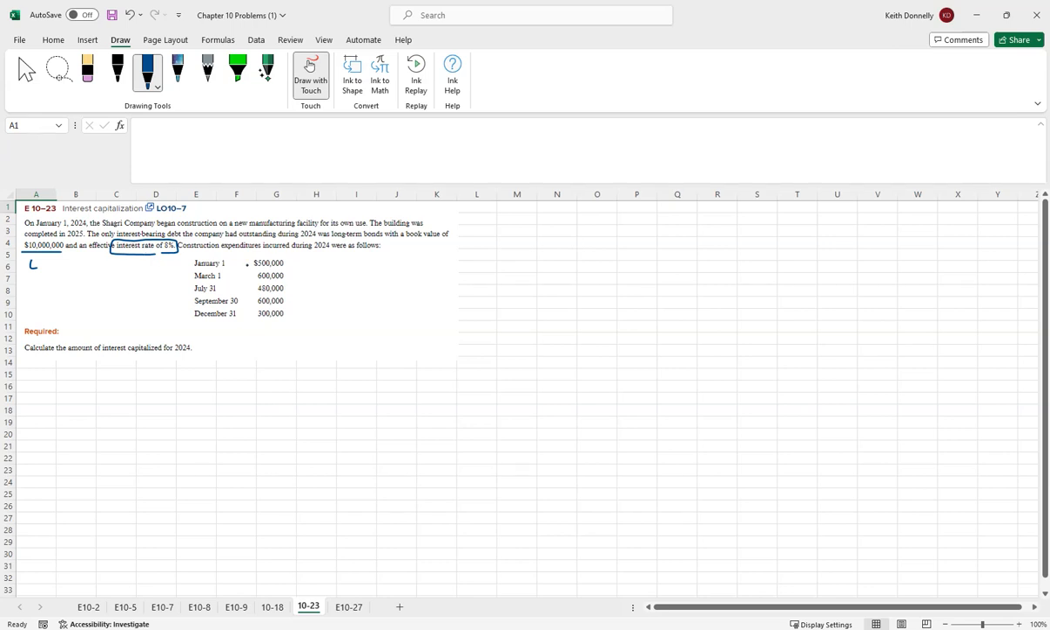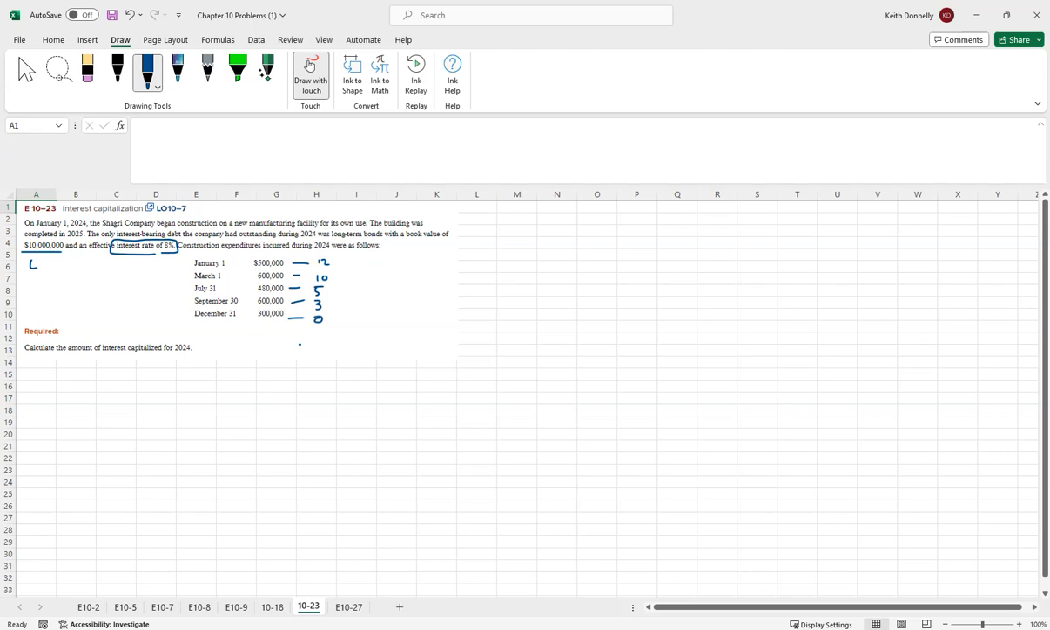It looks like we have some construction expenses here that happened throughout the year. They did not happen evenly, so we're going to have to break these out and look at them. If it happened in January, that was 12 months that these construction costs were floating out there. If it happened in March, that was 10 months. July, 5 months. The remainder of the year, September 30th, 3 months, and December 31st, 0 months. That's right at the end of the year.